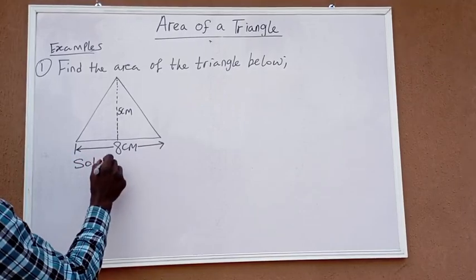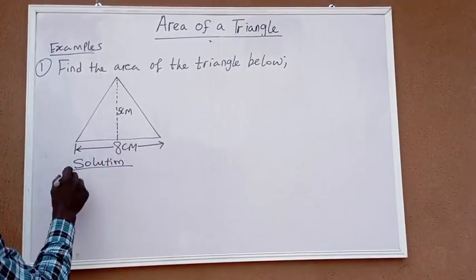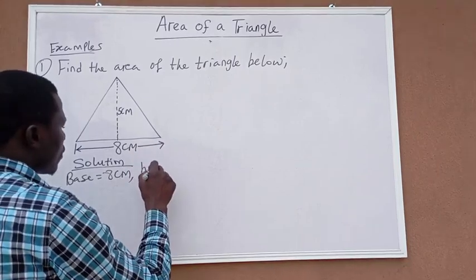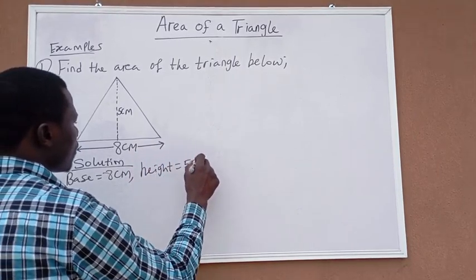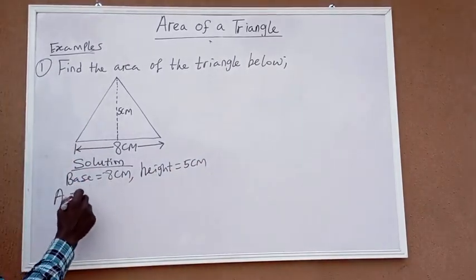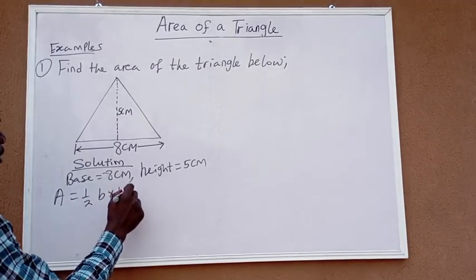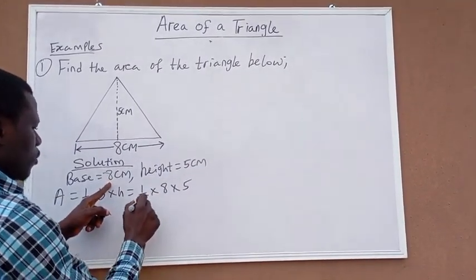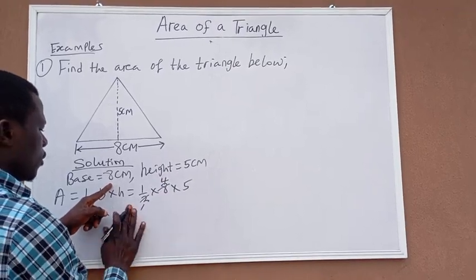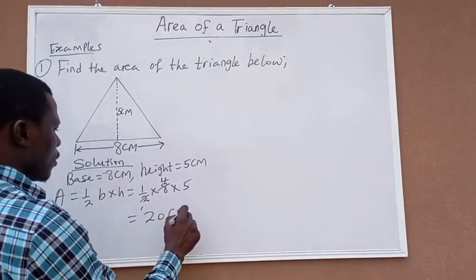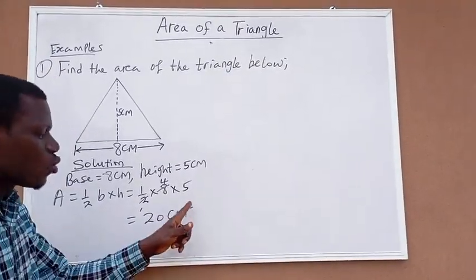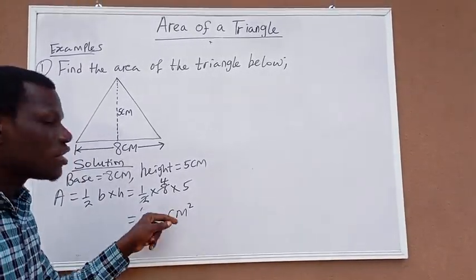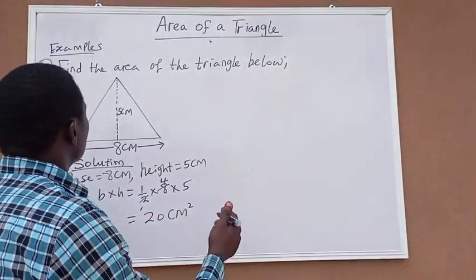From this question, you will see that the base is 8 centimeter, and then the height is 5 centimeter. So A equals half base times height. That is half of 8 times 5. 2 here 1, 2 here is 4, so that gives me 20 centimeter squared. Of course, the square is there because it's an area. I have multiplied two different quantities having centimeter as their unit, so that makes sense to us.